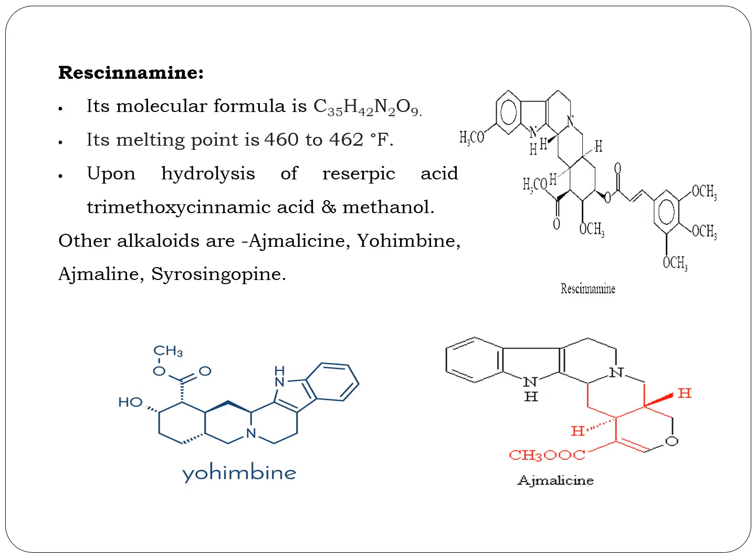The next chemical constituent is rescinnamine. Its molecular formula is C35H42N2O9. Its melting point is 460 to 462 degrees Fahrenheit. Upon hydrolysis, reserpic acid, trimethoxycinnamic acid and methanol are formed. Other alkaloids present are ajmalicine, yohimbine and serpentine.